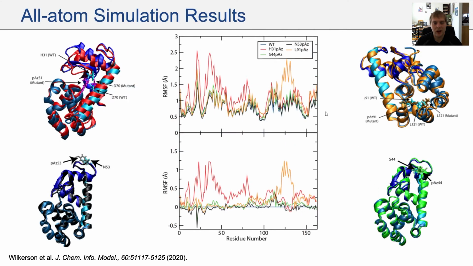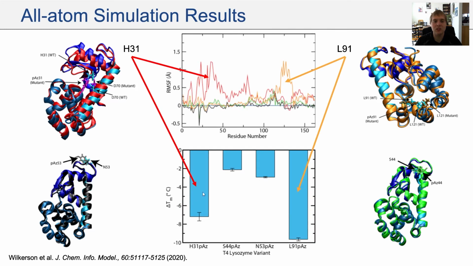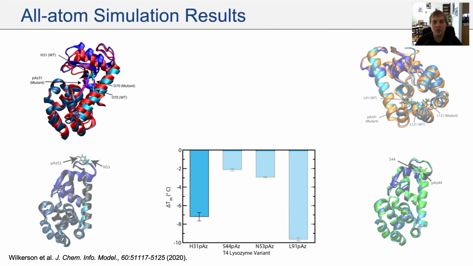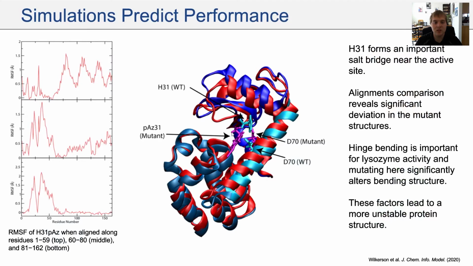We don't have time to examine all of the details of the structure changes from these mutants in this presentation, but let's look at H31 just a little bit more. H31 is located on the N-terminal domain of the protein and participates in an important salt bridge near the active site. Visually, we can see significant deviation from the wild-type structure and that this salt bridge breaks.